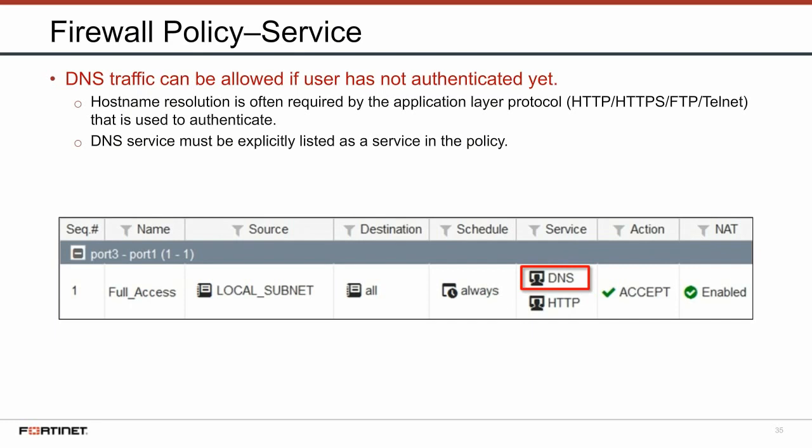DNS is also allowed if authentication is unsuccessful, because users need to be able to try to authenticate again. Any service that includes DNS would function the same way, like the default all service. HTTP service is TCP port 80 and does not include DNS, UDP port 53.